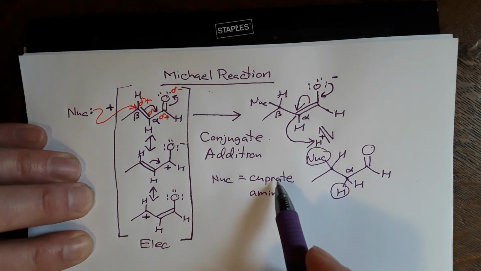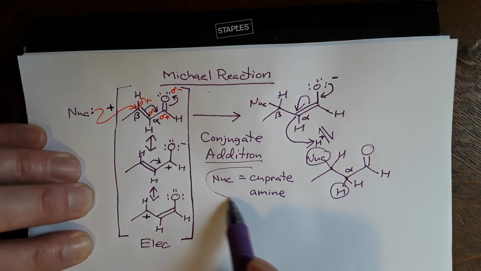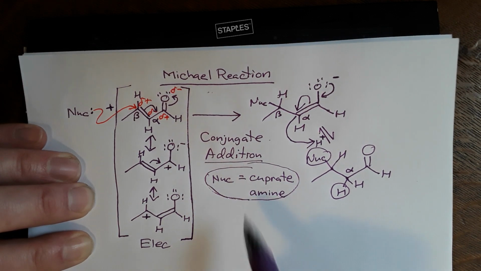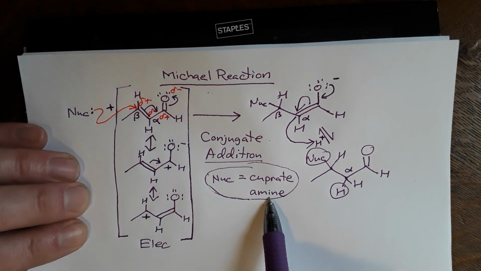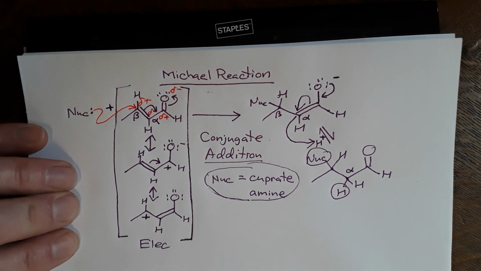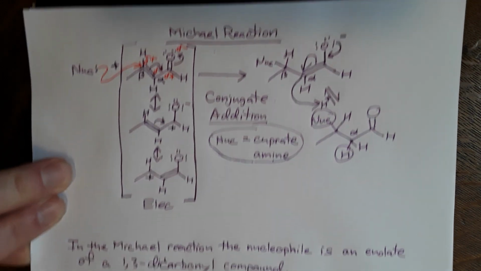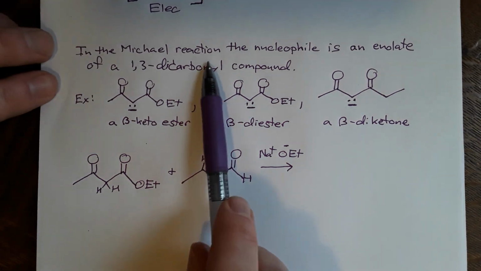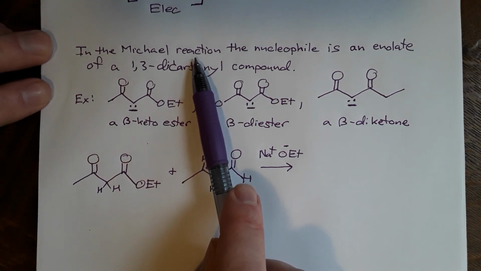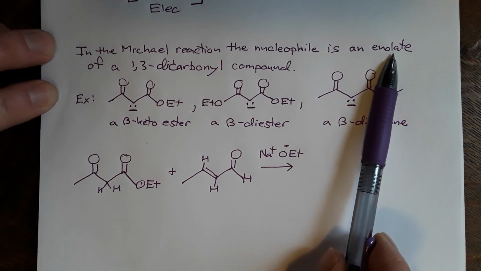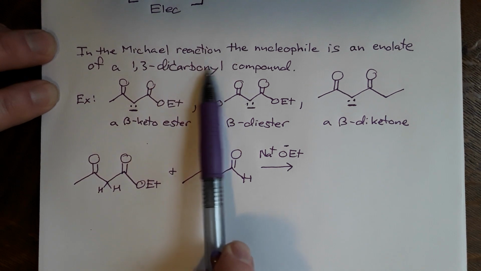That was conjugate addition. And what we learned a couple chapters back is that you can add a cuprate, a carbon nucleophile, that way, and an amine, either primary or secondary, in that way. So if we use a different nucleophile, if we use an enolate as a nucleophile, then we have a Michael reaction. So a Michael reaction is a conjugate addition, like we just looked at, where the nucleophile is an enolate of a 1,3-dicarbonyl compound.